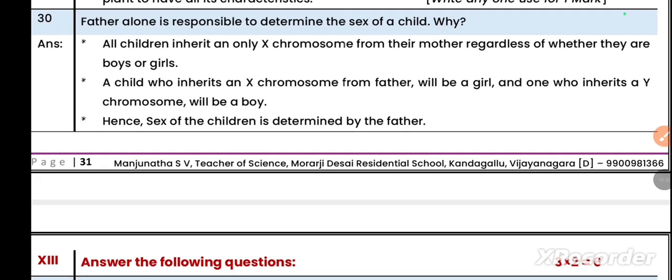30th question. Father alone is responsible to determine the sex of a child. Why? Children inherit only an X chromosome from their mother, regardless of whether they are boys or girls. A child who inherits an X chromosome from the father will be a girl, and one who inherits a Y chromosome will be a boy. Hence, the sex of the children is determined by the father, but it's also not in the hands of the father, because at the time of reproduction, he cannot control the X chromosomes and Y chromosomes. That's why it is also not in the hands of a father.